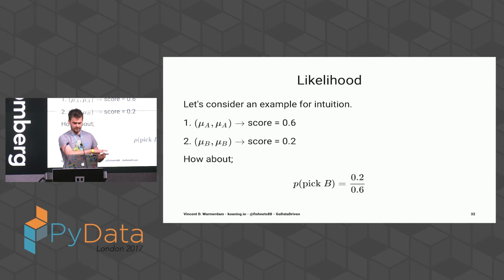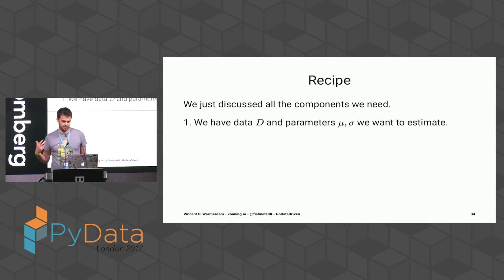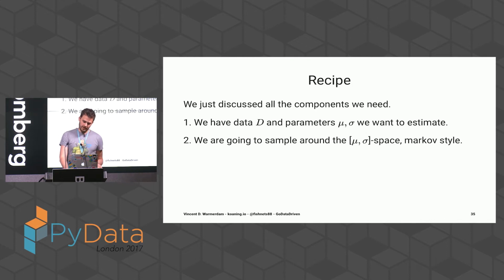Now, I've told kind of like a very quick fairy tale of how I might do this. So let's do a bit of recap, because I just discussed quite a bit. We have some data, and we have some parameters we want to estimate. And we're going to use sampling. We're going to do nothing fancy. We're just going to do sampling. We're going to sample around the mu and sigma space. So those are the two numbers I need to define a random distribution that is normal.